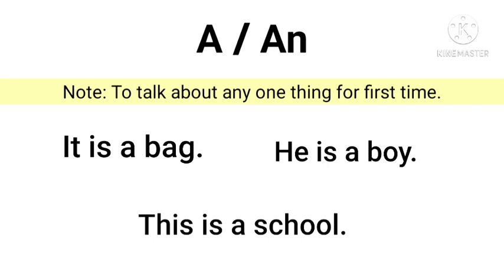Next example. This is a school. School is a noun, so we use the article a before a noun. Remember one thing. We always use the article a when we talk about any one thing for the first time. So we use article a before a noun.